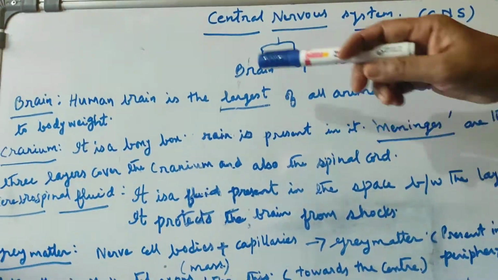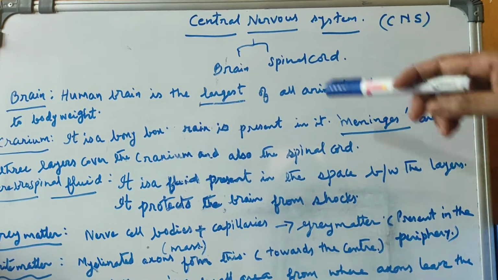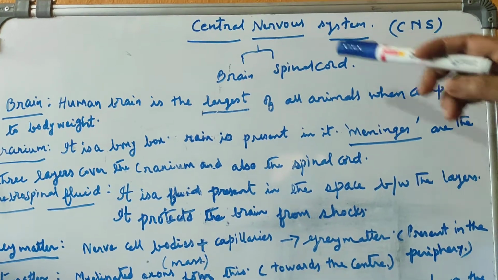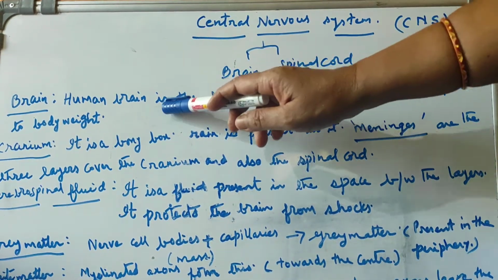In this video, I discuss the central nervous system in detail. This central nervous system, that is CNS, consists of the brain and spinal cord. Let us learn about the brain now.